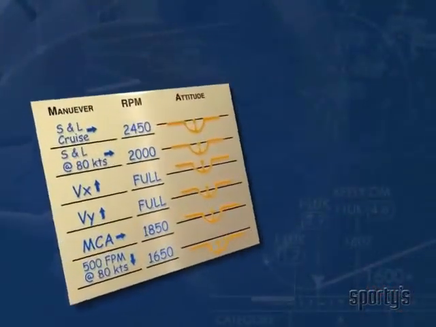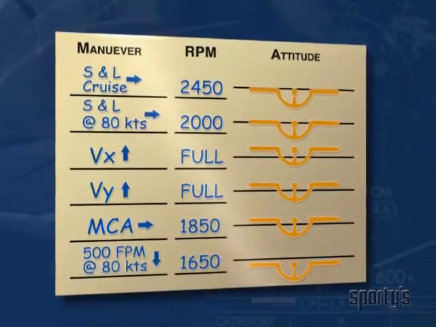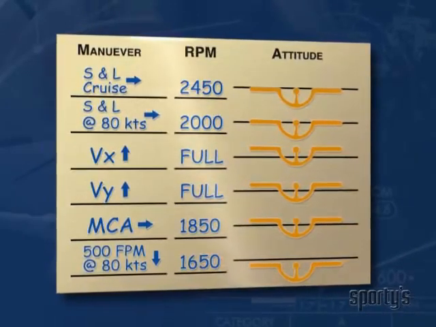Now let's look at descents, which can be made at a variety of rates, airspeeds, pitch attitudes, power settings, and in various drag configurations. You and your instructor should predetermine these power settings and log them on a card for review and future reference. It's also a good idea to show the attitude indicator position expressed in bar widths alongside the power settings for the various flight modes.